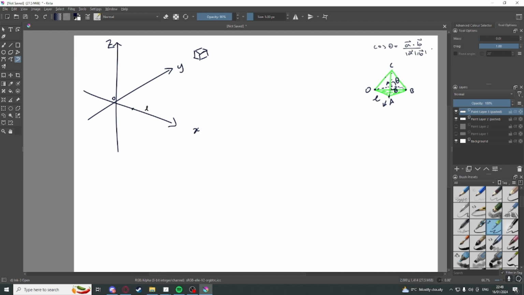And then B would be somewhere along in this direction, so I'll label that as B, this as A. And then if I go to the middle of that triangle, let me put it in green just so it matches, and then go up by some length that I don't know just yet, I should have the peak of my tetrahedron.